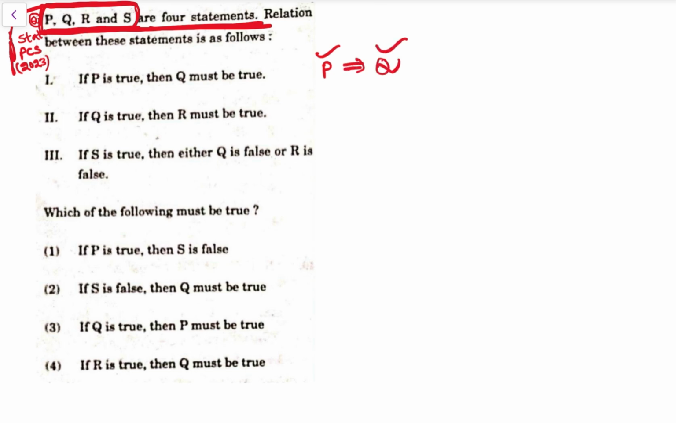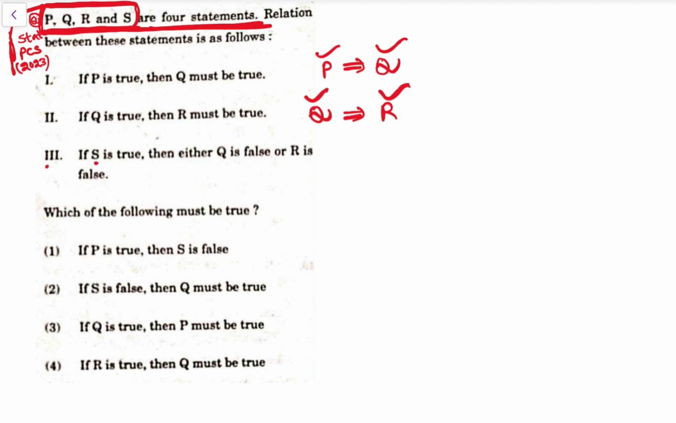See, this is question asked in state PCS exam. See, question is: P, Q, R and S are 4 statements. Relation between these statements is as follows. So that means from statement 1, if P is true, then Q must be true. Then if Q is true, then R must be true.